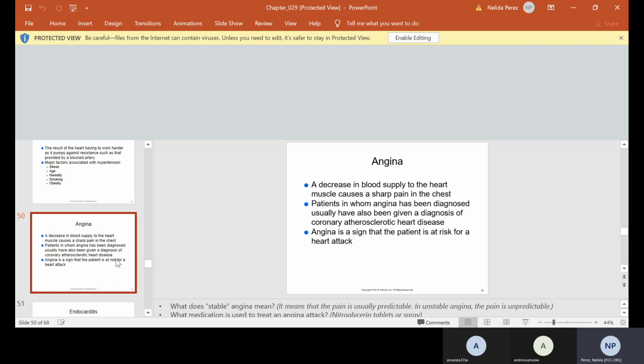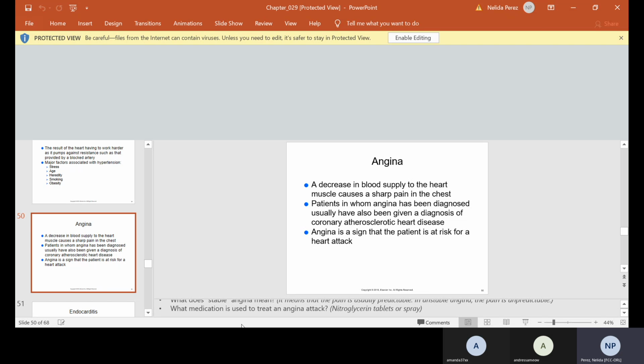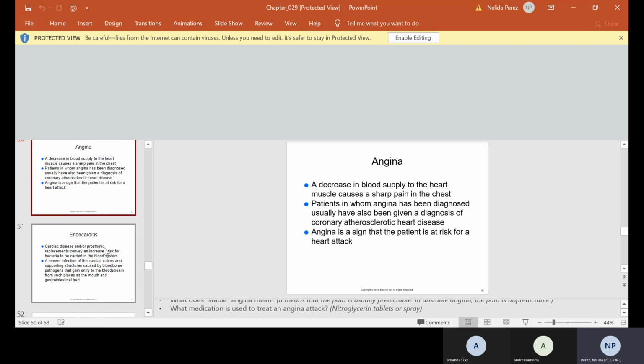Patients in whom angina has been diagnosed usually have also been given a diagnosis of coronary atherosclerotic heart disease. Angina is a sign that the patient is at risk for a heart attack. Stable angina means that the pain is usually predictable. In unstable angina, the pain is unpredictable. And again, if someone's having an angina attack, we usually use nitroglycerin tablets or spray.